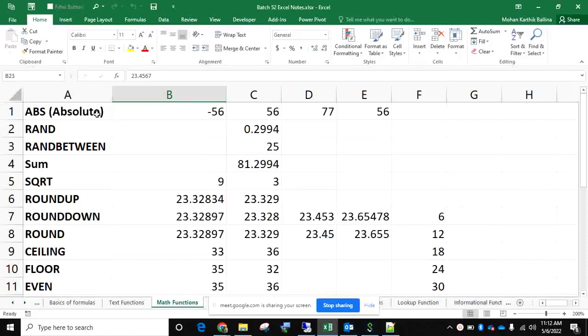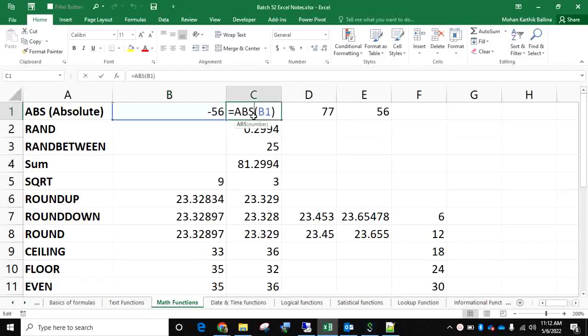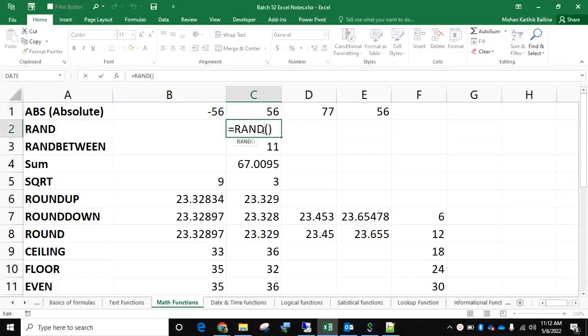Yeah, hi. So yesterday we discussed mathematical functions. Continuing from yesterday's session, just recapping. What is ABS? ABS is absolute value. It gives the number without sign. Next, RAND. RAND is a function. It retrieves a number between 0 and 1 randomly.